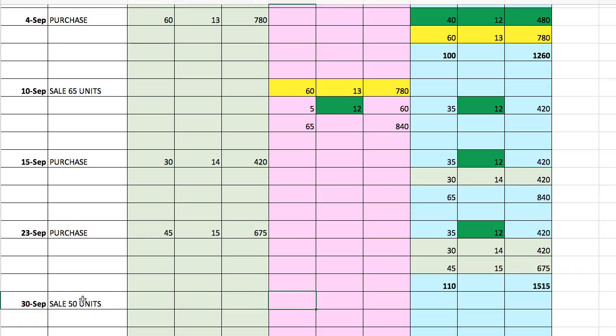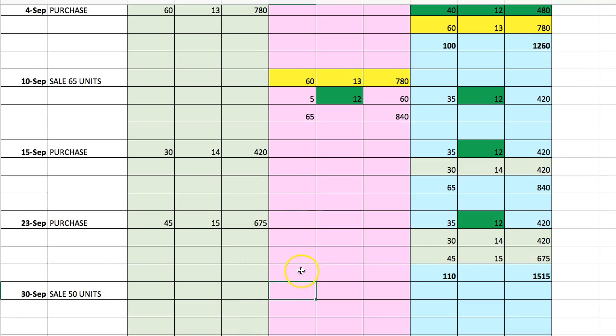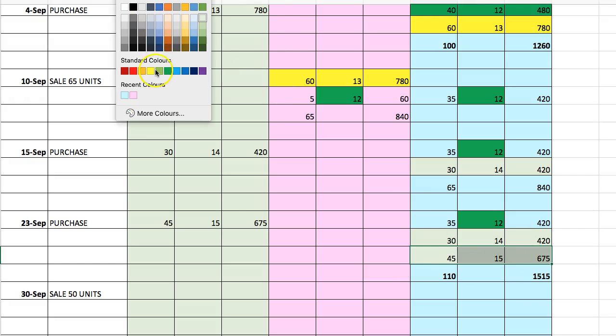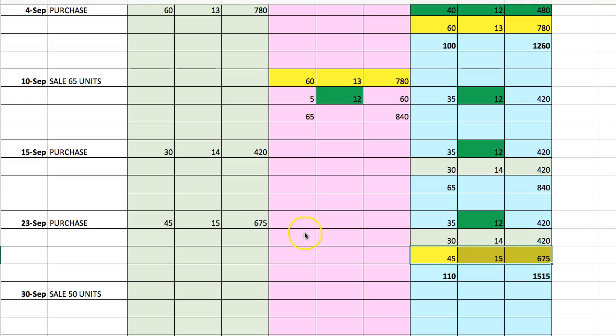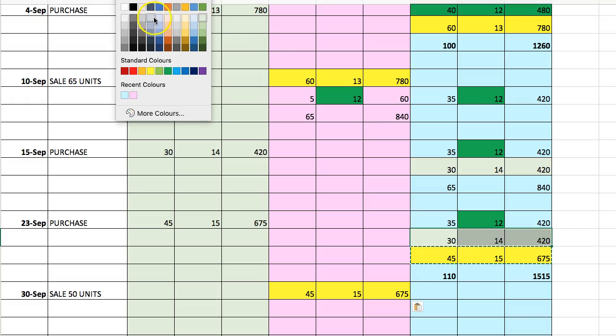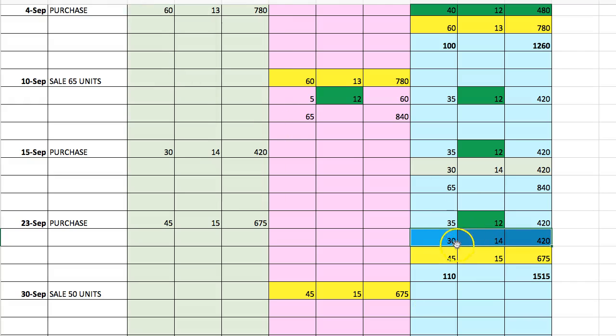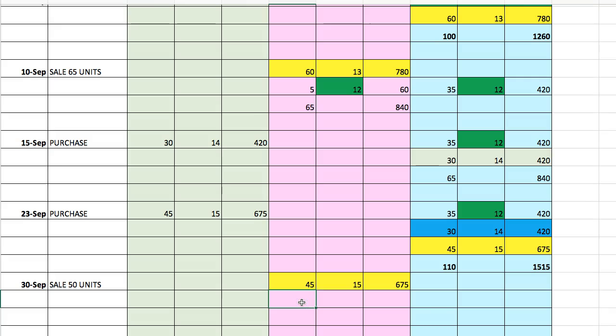And remember, we're using the LIFO method. So the last one that we purchase, our newest and most recent, is going to be sold first. Now, is that enough? That's 45, and we've sold 50. So we go up here, and we're going to sell some of these. There's 30 here. We didn't sell all of them. We only need 5 to add up to 50.